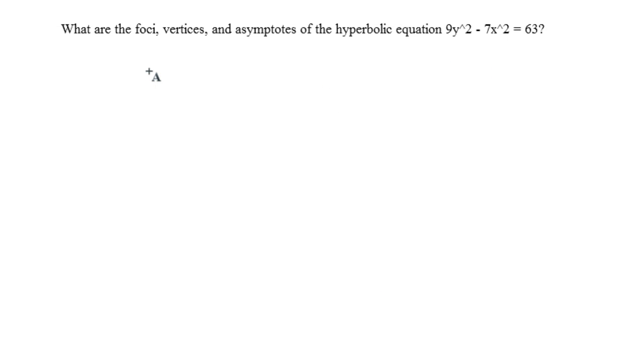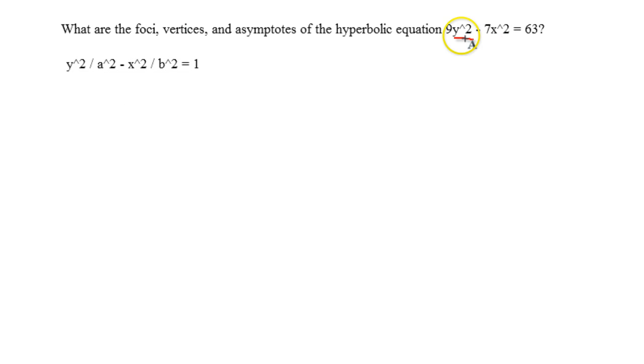Now, what are the foci, vertices, and asymptotes of the hyperbolic equation 9y squared minus 7x squared equals 63? First off, I want to direct your attention: y is first, so this is a vertical hyperbola. So we're going to be dealing with finding y squared divided by a squared minus x squared divided by b squared equals 1. That's the formula we're going to be getting into.